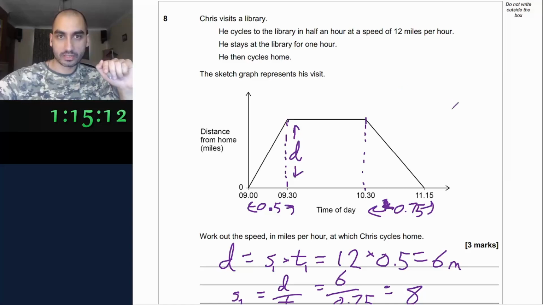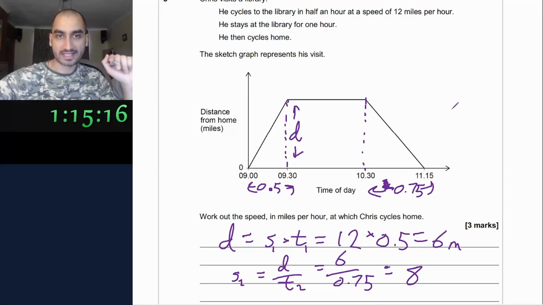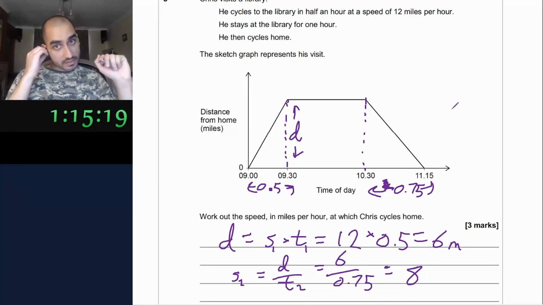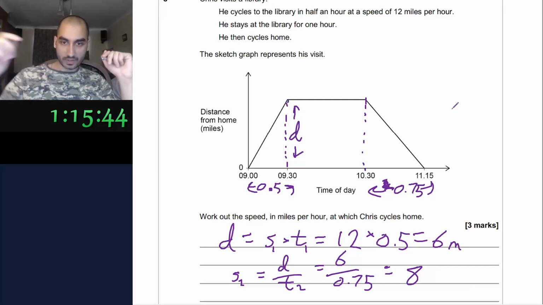Okay, Chris visits the library. He cycles to the library in half an hour at a speed of 12. So the distance to the library is speed times time, so 12 times half an hour, which is 6 miles. Then his speed on the way home would be distance divided by time, which would be 6 miles divided by 0.75 hours, equals 8.